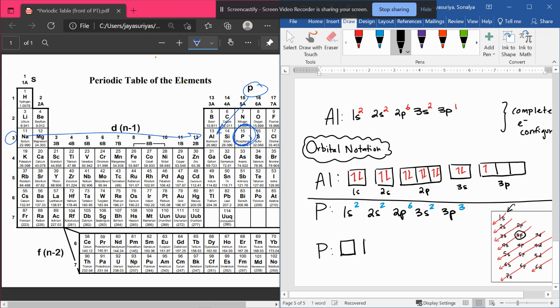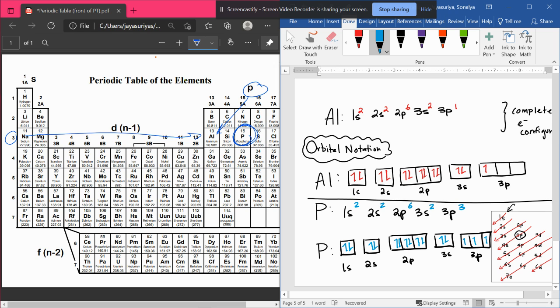1s is one box, 2s is one box, 2p is three boxes, 3s is one box, and then 3p is three boxes. Your boxes have to be labeled. Without labels, they're just randomly floating boxes, so make sure to label them. 2 electrons in 1s, 2 electrons in 2s, 6 in 2p, 1, 2, 3, 4, 5, 6, 2 in 3s, and then 3p has 1, 2, 3.